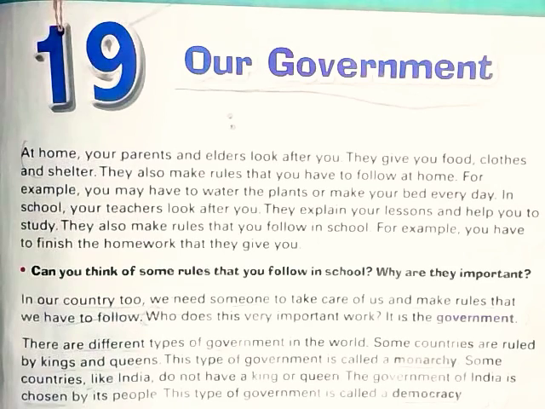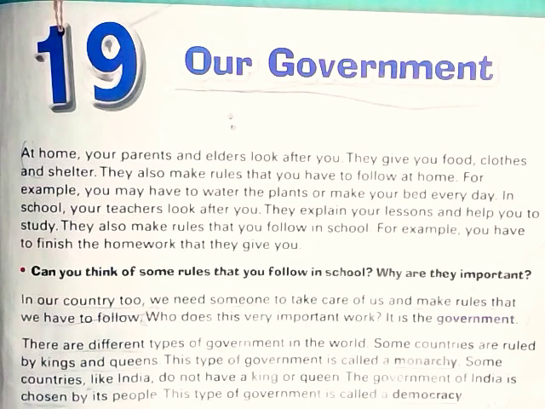Hello friends, today we are going to learn chapter number 19, our government. At home, your parents and elders look after you. They give you food, clothes and shelter. They also make rules that you have to follow at home. For example, you may have to water the plants or make your bed every day.